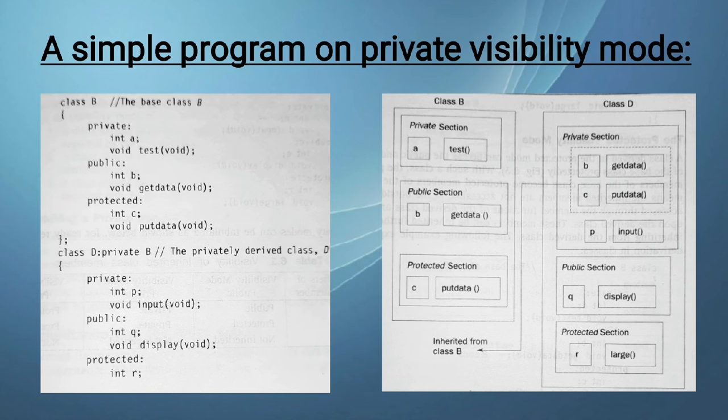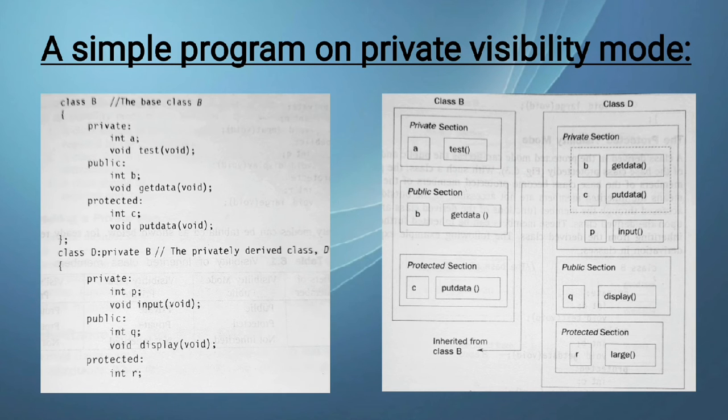So how is it accessed? By public member functions, right? So similarly, under protected also it can be accessed by the public member functions. Okay, so in the next line, class D colon private B.